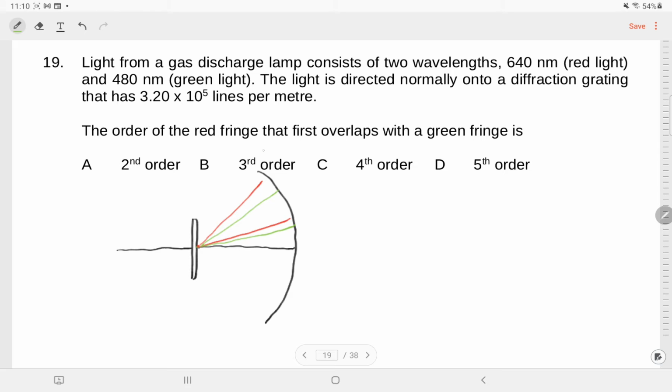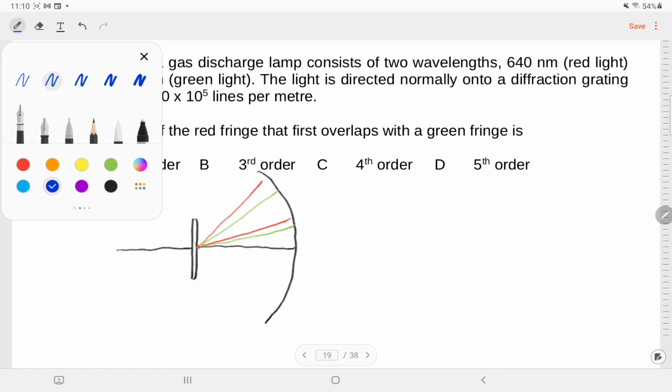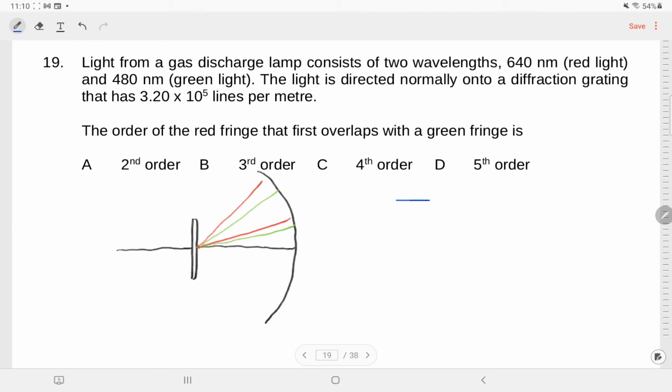And perhaps at some point along the way, the lower order red light may actually overlap, be found at the same angular position as the green light. So we have red on one side and green on the other side. We are saying that the theta for the n will catch up with the theta for the n plus 1 for the other one. So let's be clear, this is for red and this is for green, and they will be equal to each other.